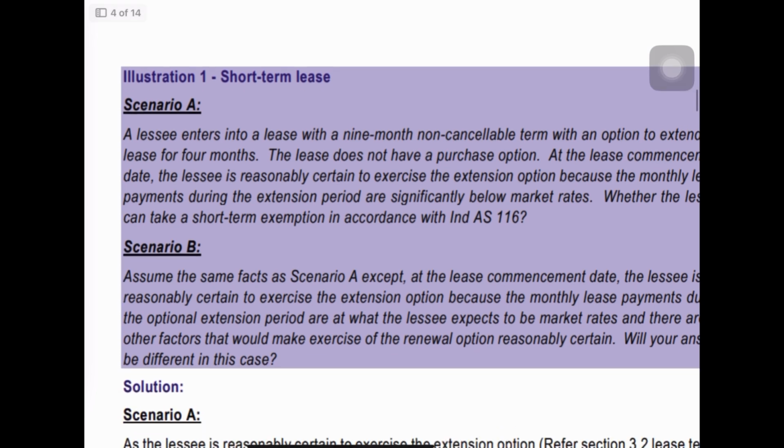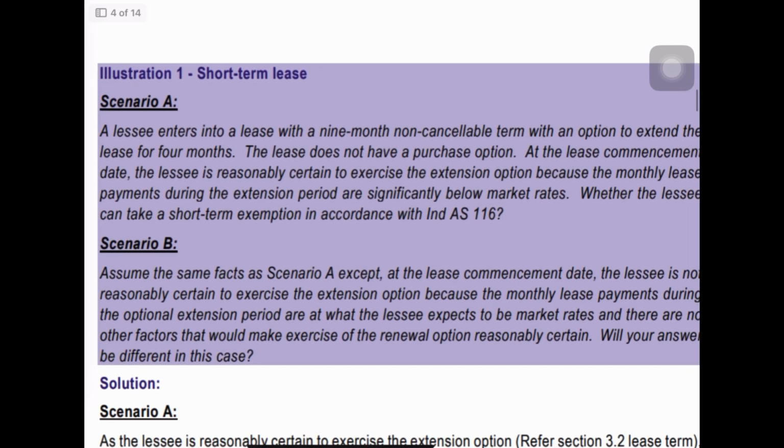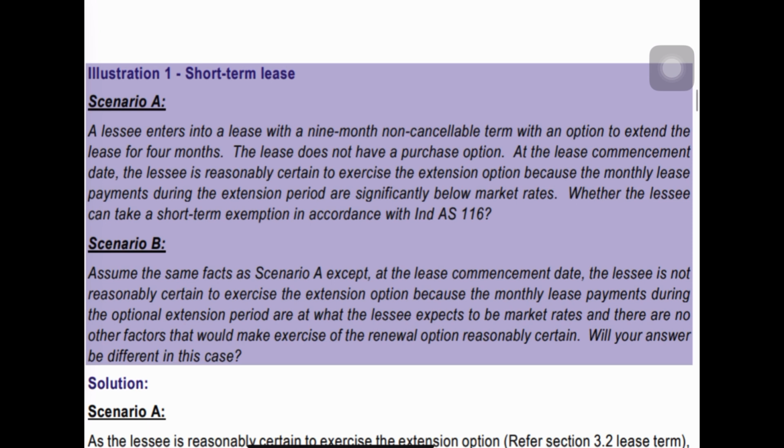So the first example is on the short-term lease. Here, in scenario A, a lessee enters into a lease with a 9-month non-cancelable term with an option to extend the lease for four more months. So the initial period is only 9 months, with an option to extend by another 4 months. Together it could be 13 months, so if you add the 4 months, the period exceeds 12 months. So it may not be qualified to account as a short-term lease. The lease does not have a purchase option.